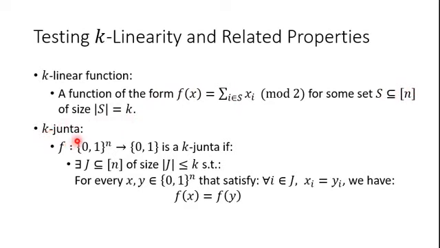And k-junta, again, as we saw in class: a function from {0,1}^n to {0,1} is a k-junta if there exists some subset J of 1 through n that has size at most k, such that for every x, y in {0,1}^n that satisfy the following condition, that for all i in J, if x_i equals y_i, then we have f(x) equals f(y). So basically all it means is that it's a function that depends on at most k variables.